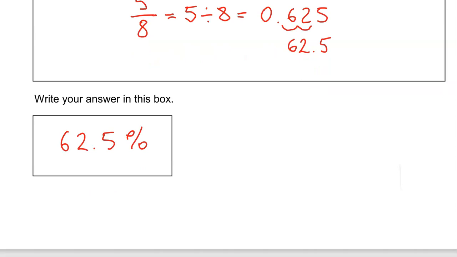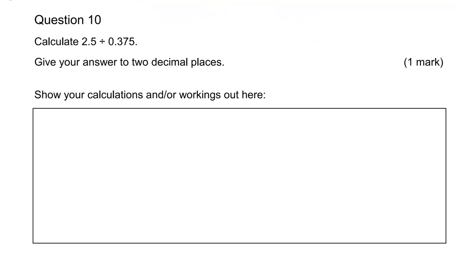Calculate 2.5 divided by 0.375. Give your answer to 2 decimal places. Show your calculations and the workings out here. So you can do this using a calculator. 2.5 divided by 0.375, and it gives you 6.666, so on. So the 6 is recurring.